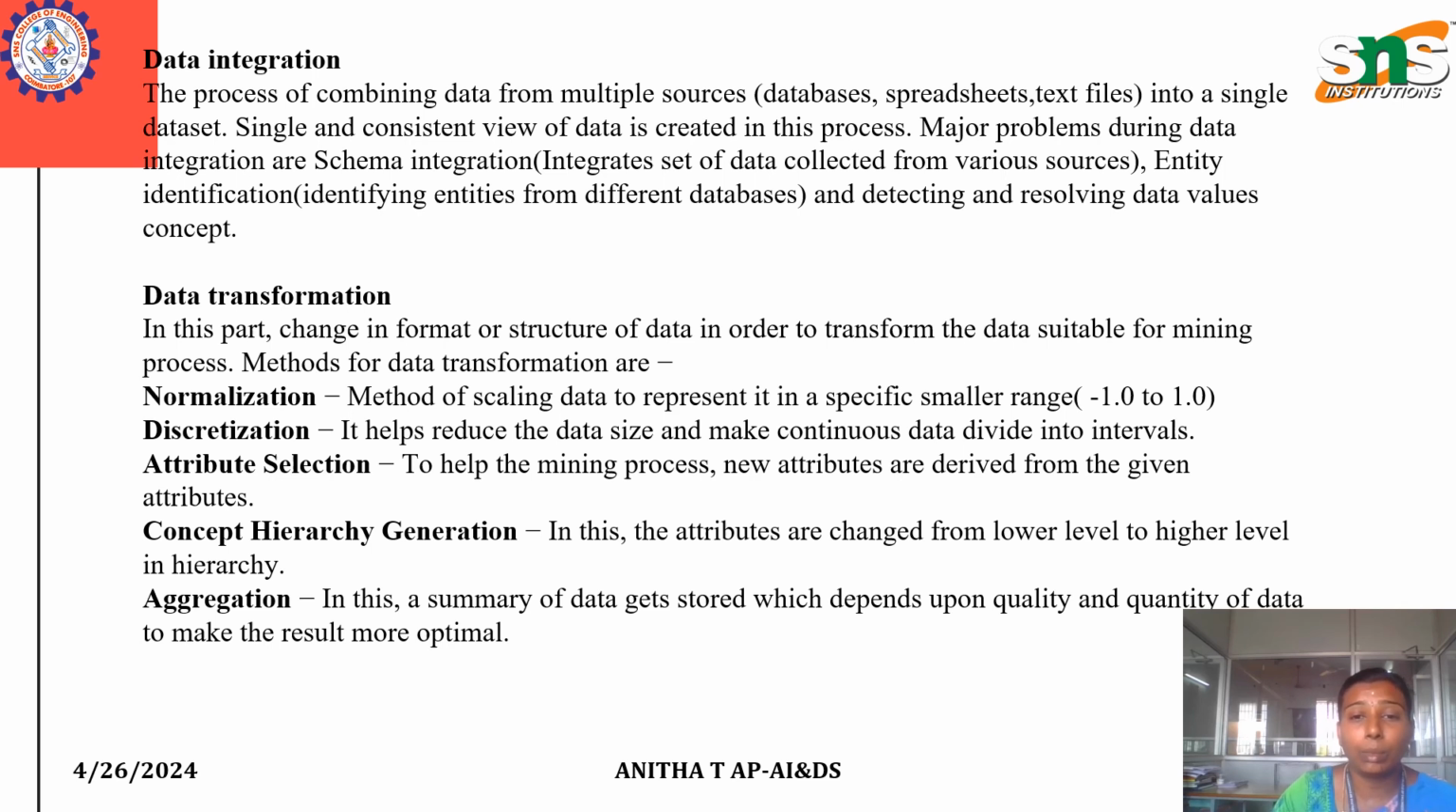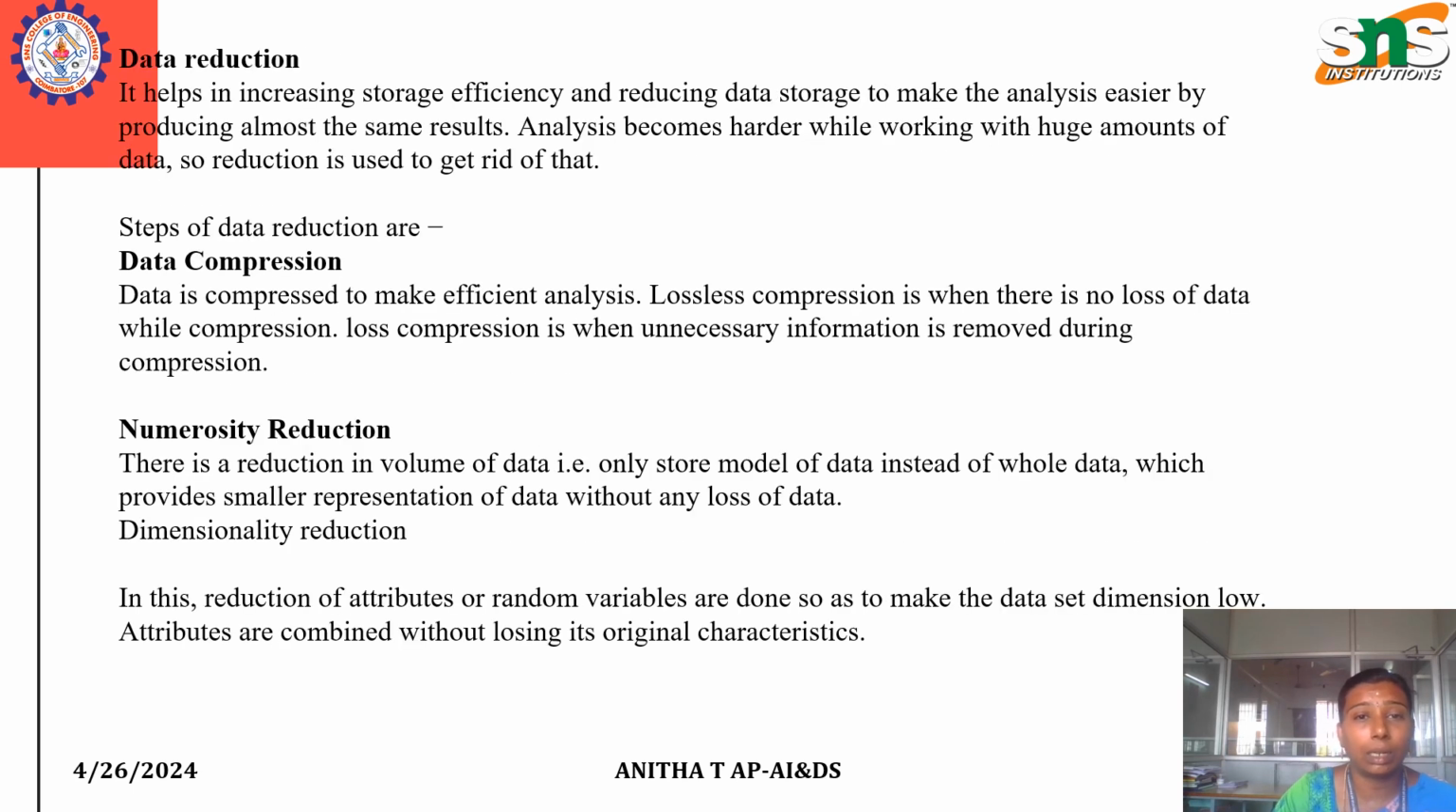Attribute selection helps the mining process, where new attributes are derived from the given attributes. Concept hierarchy generation: in this, the attributes are changed from a lower level to a higher level in the hierarchy. Aggregation: in this, a summary of data gets stored, which depends upon the quality and quantity of data, and makes the results more optimal.